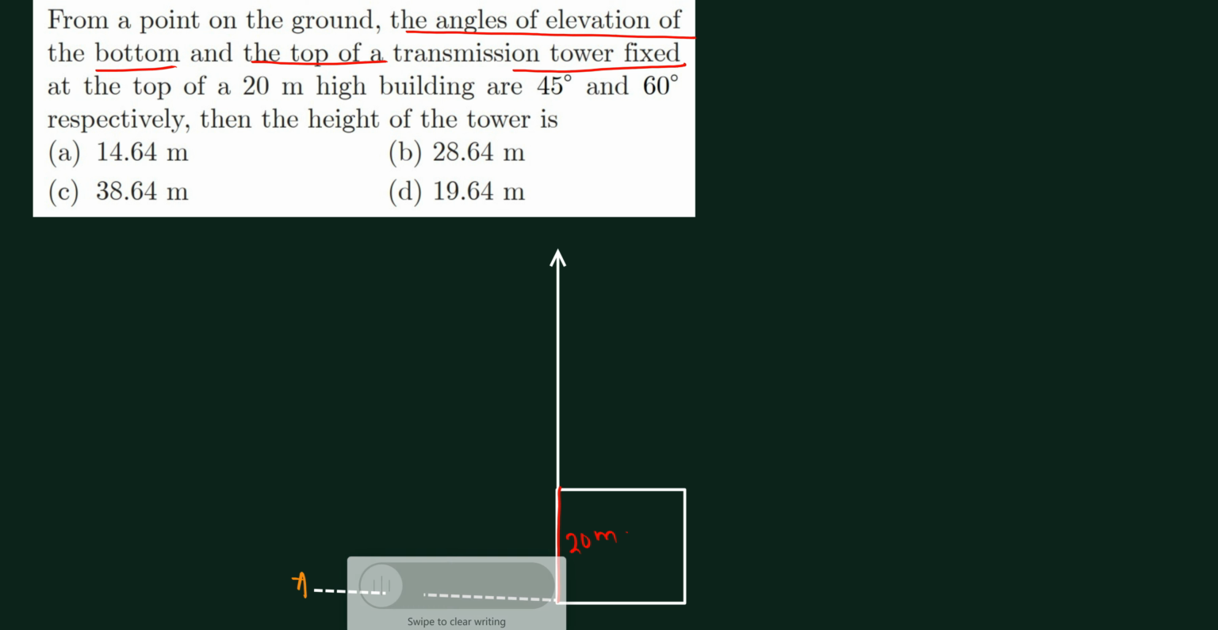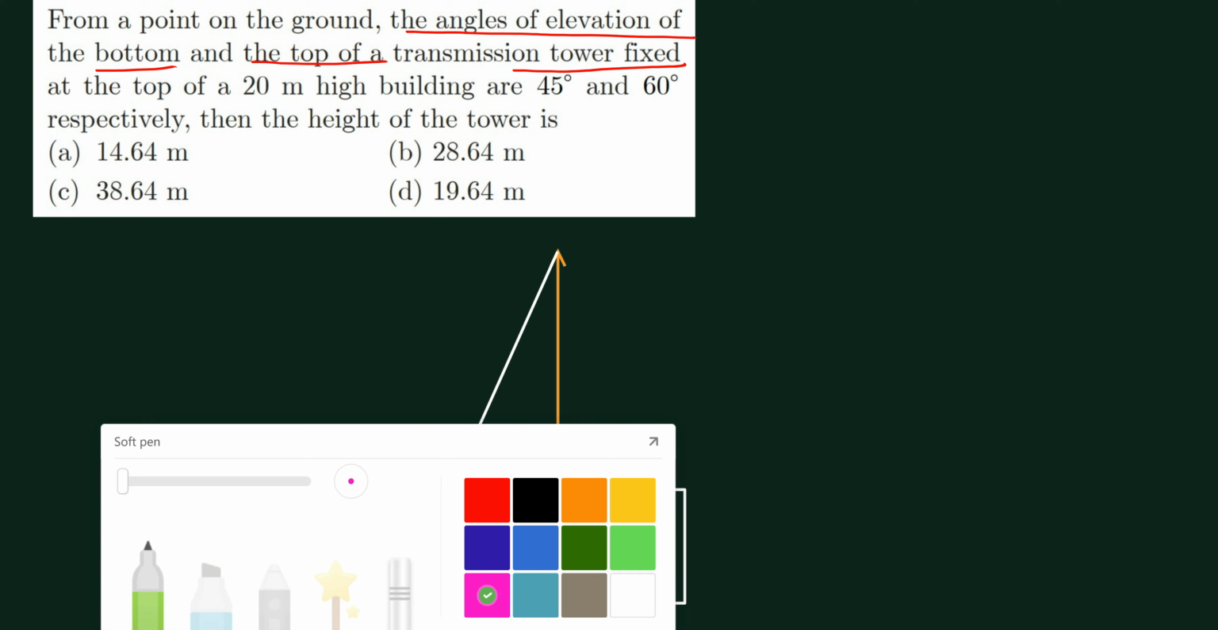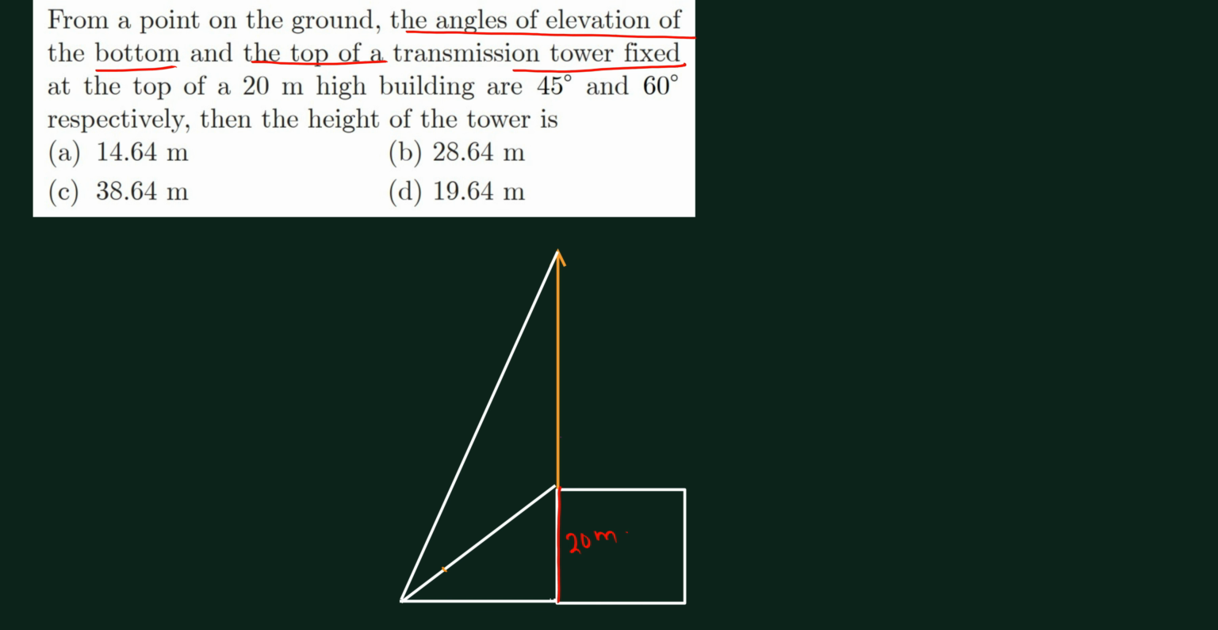So now you are observing the top of the tower with the angle of elevation how much? 60 degrees, and bottom of the tower you are observing with 45 degrees. Okay, this is the tower. From here to here, this is the tower height. That orange color line is tower height. So with the bottom, it is making angle 45 degrees. With the top of the tower, it is making the angle 60 degrees. Okay. Then we need to find the height of the tower.